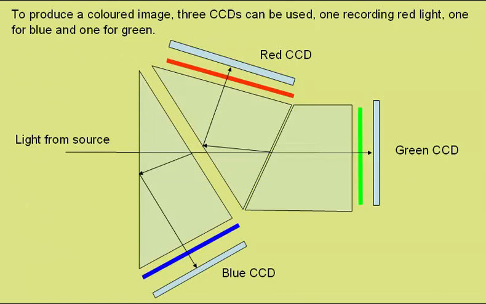To produce a coloured image, you can use 3 CCDs, one recording the red light, one the blue, and one the green. These can then be put together in their relevant intensities to produce an excellent image. Here the light from the source passes into the prisms. Some light will pass straight through this green filter to be recorded by the CCD for green light. Some will reflect at this interface, passing through the red filter to this CCD, and some will reflect at this interface, passing through a blue filter for this CCD.